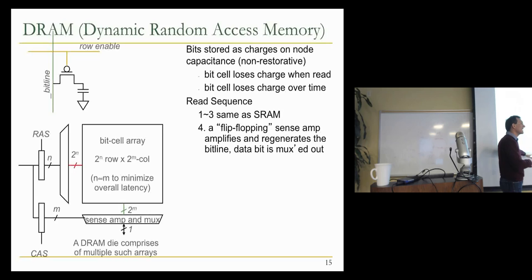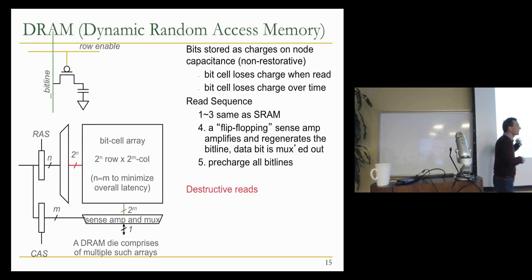It's connected to the bit line, and that flip-flop, or cross-coupled inverter, actually amplifies the charge in the bit line. It actually refreshes the cell as well. Once you amplify the charge, the bit line becomes VDD or 0, and that drives the cell. This is how a refresh happens. We'll talk about that in more detail later on. Once the access is done, once you actually get the data out, now you can precharge the bit lines such that the cell array is ready for the next access.